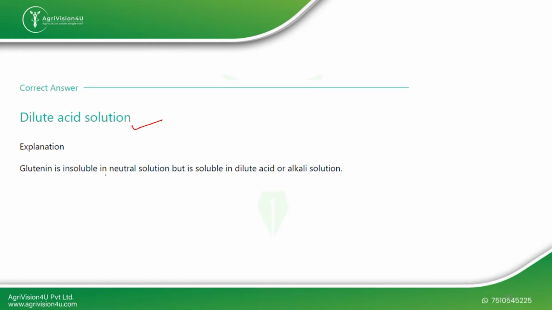So the correct answer is dilute acid solution. Why? Because glutenin is insoluble in neutral solution. If you have the neutral solution, then your glutenin protein will be insoluble. But if that solution is a little bit acidic, that is dilute acid, not strongly acidic, dilute acid or alkali, then your glutenin protein will be soluble. So the correct answer is dilute acid solution.